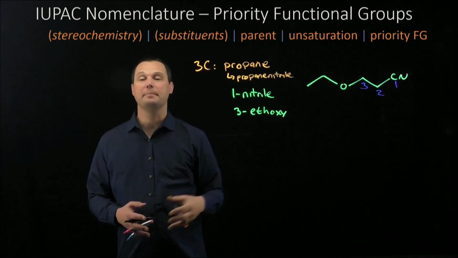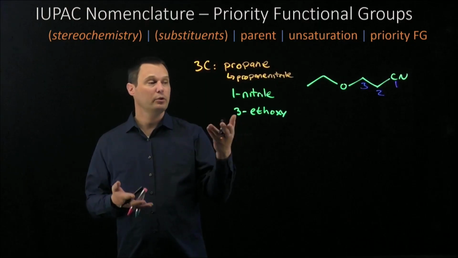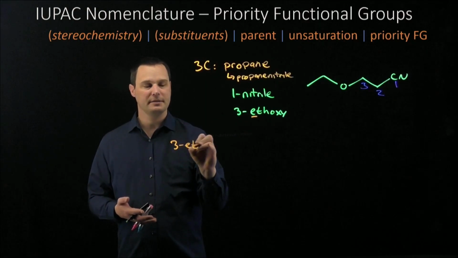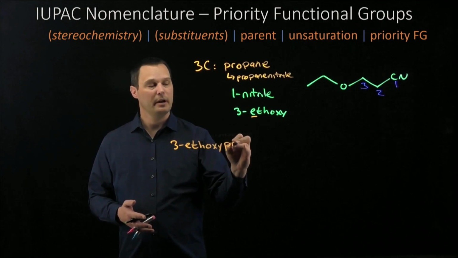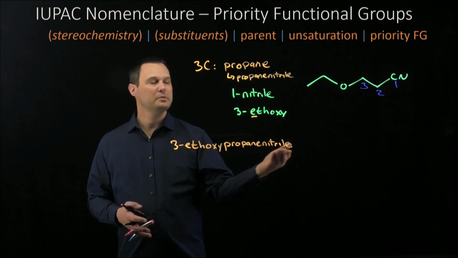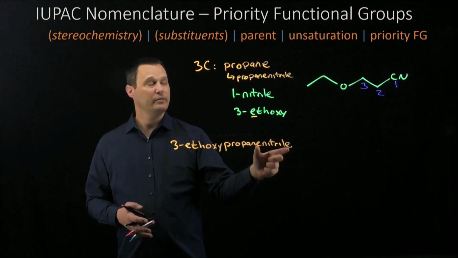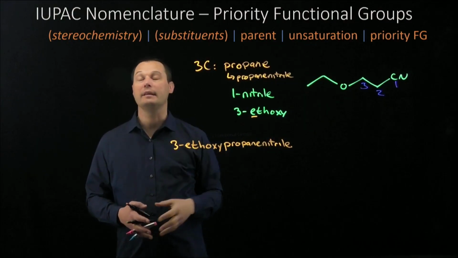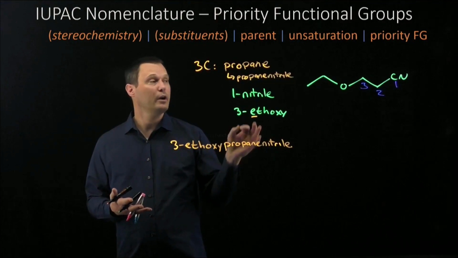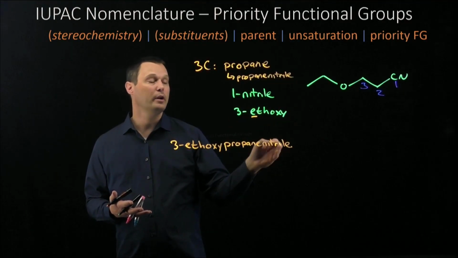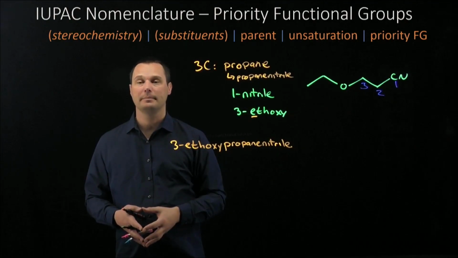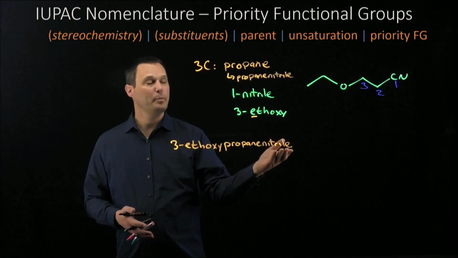Now we're ready to build the name. We start with the substituents in alphabetical order. The only substituent we have is the ethoxy group, so we'll start with 3-ethoxy, and we end with the name of our parent hydrocarbon, propane nitrile. Here, we don't need a number indicating the position of the nitrile because, by definition, the nitrile will have to be the end of the carbon chain. A nitrile is one of a couple of different substituents where, by definition, it has to be carbon 1, and when it has to be carbon 1, by definition, we can omit the carbon number. That makes this name 3-ethoxy propane nitrile.